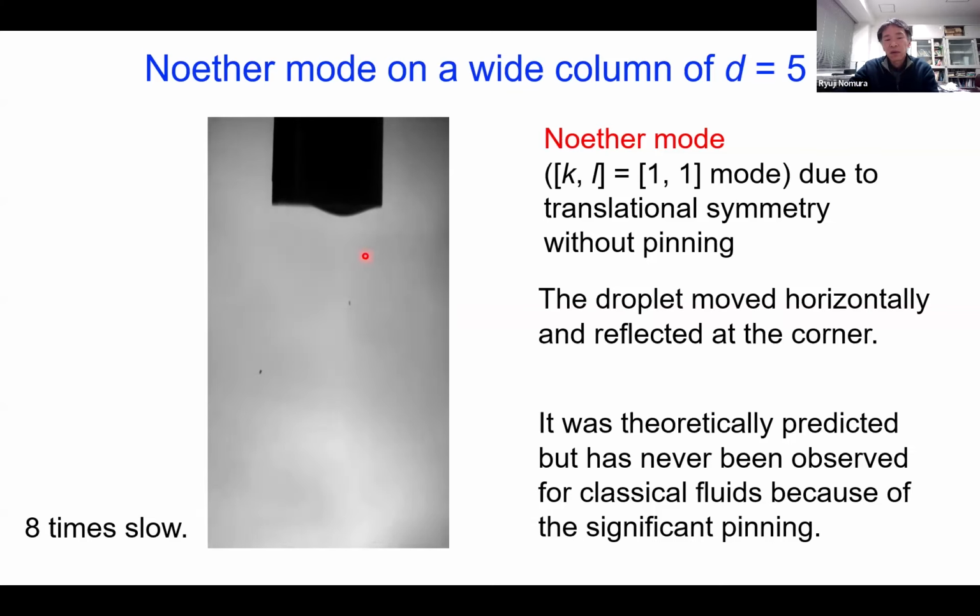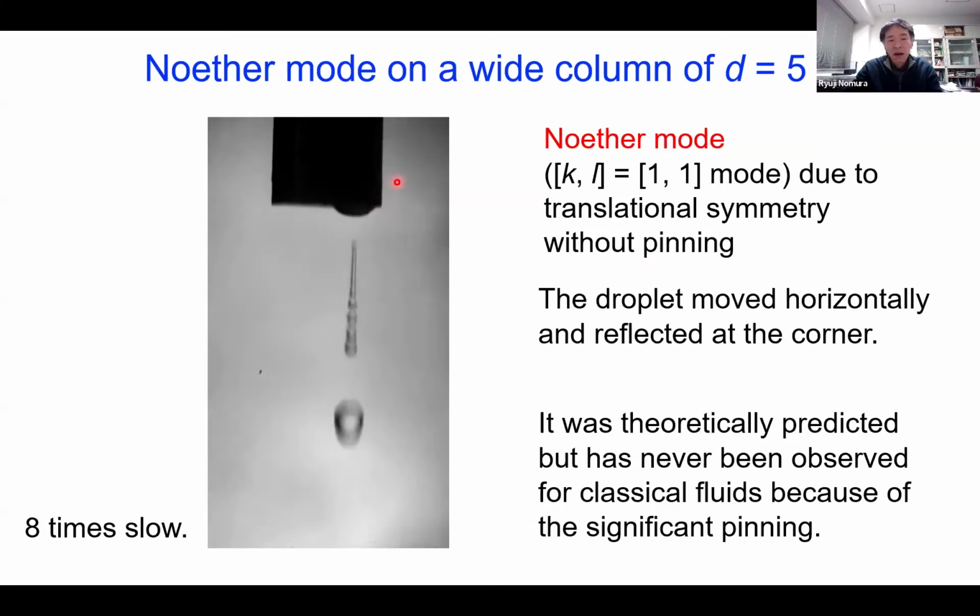I think this horizontal motion of the droplet should be the so-called Noether mode. The Noether mode corresponds to the mode with K and L equal to 1-1, so it's a 1-1 mode. It's like a dipole oscillation, but on a flat surface it has a translational symmetry, so it is a zero frequency mode, because we don't have any pinning for this motion since it's a superfluid. If the surface is infinitely large, it should keep moving.